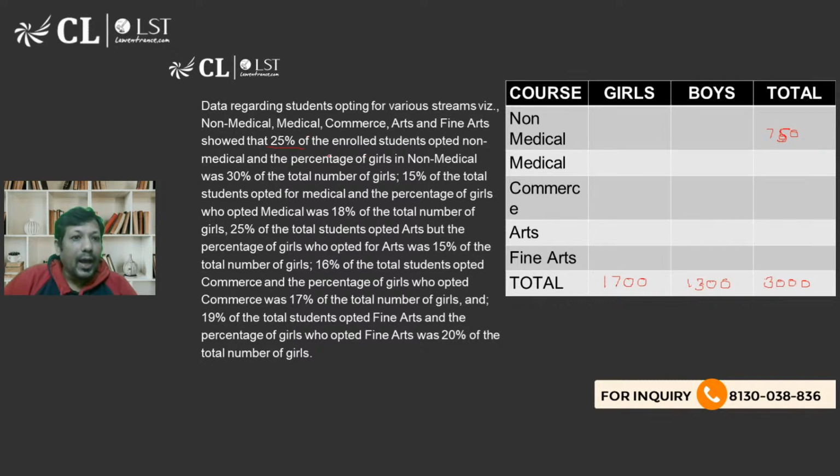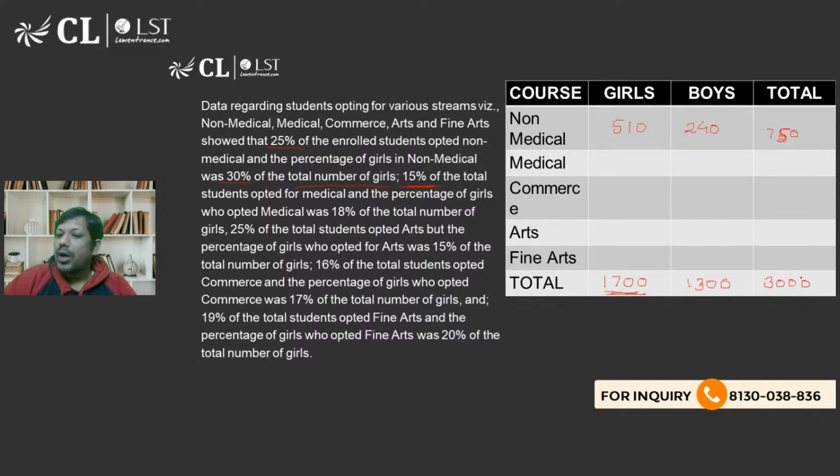And the percentage of girls in non-medical was 30% of total girls. So 30% of 1,700 is going to be 510. So from here we can calculate the number of boys in non-medical. 510 are girls, 750 is total, so it comes out to be 240. Okay. Now let's move to the next one. 15% of the total students opted for medical.